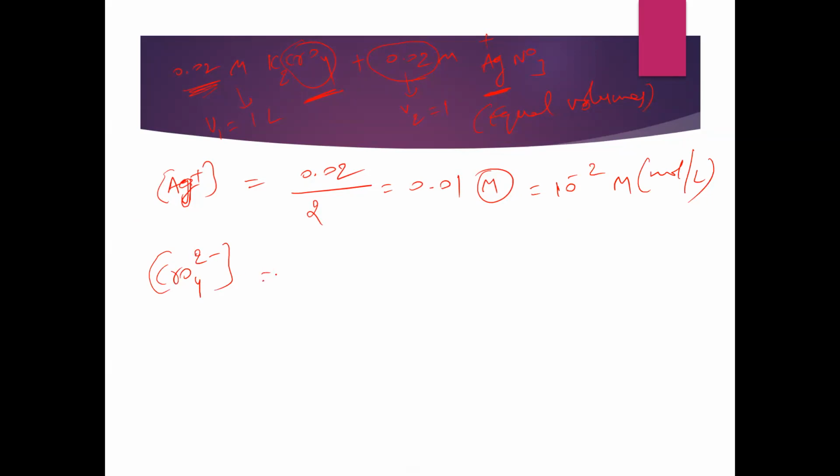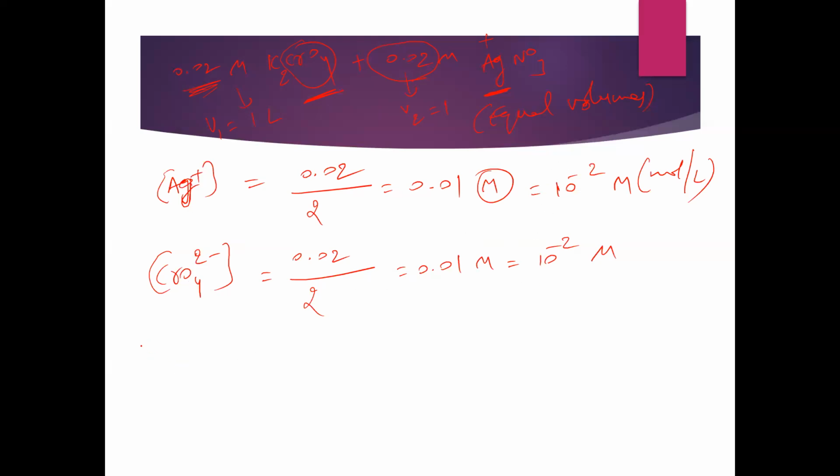Square brackets indicate concentration, right? Now here again, CrO4^2- is 0.02 divided by the final volume of 2 liters, which is again 0.01 molar, that is 10^-2 molar, the concentration of CrO4^2-. So in this mixture, we have got the Ag+ concentration and the CrO4^2- concentration.